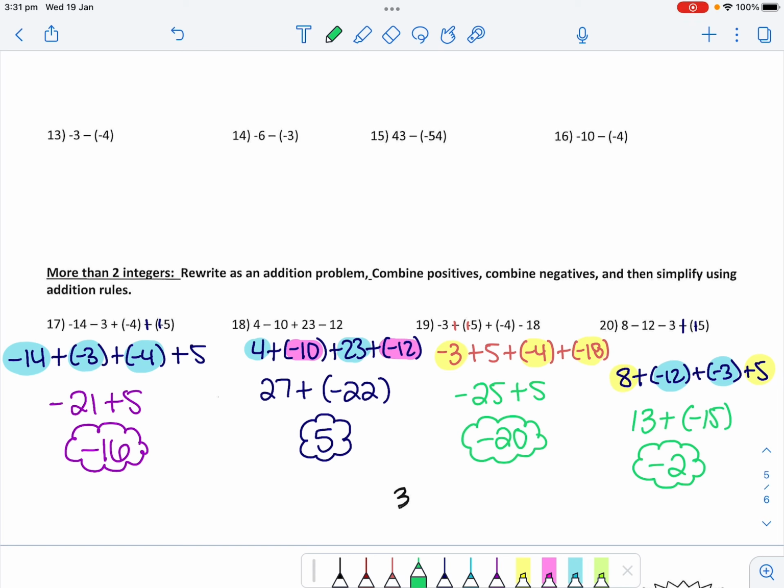So with subtraction, it's just really important that you change all those minuses into plus the opposite. So the minus negatives turn into plus positives, and then all the minuses turn into plus a negative. And then once you get everything written as plus a negative, you can evaluate it as if it is addition.